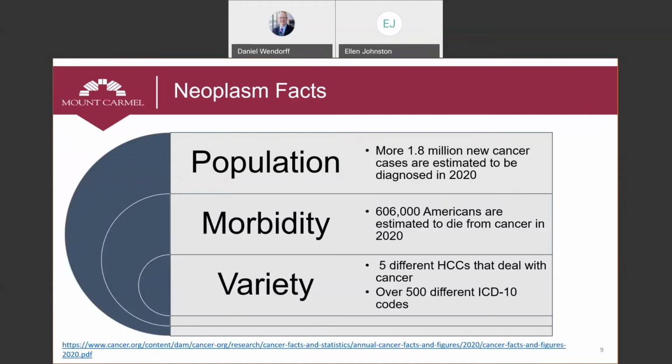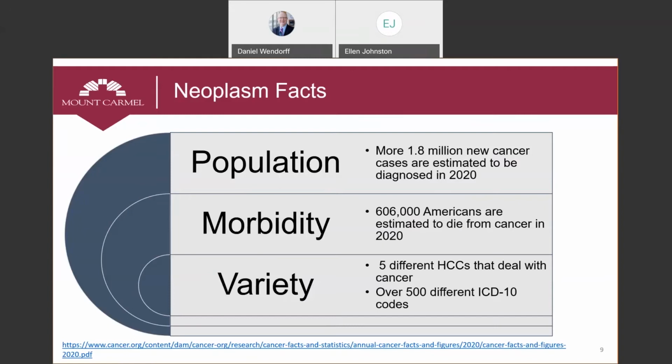As you know, neoplasms are a group of diseases characterized by uncontrolled growth and spread of abnormal cells. It is estimated that 1.8 million new cases will be diagnosed in 2020, and about 606,000 cancer deaths will occur. That totals out to 1,660 deaths per day. These totals do not include skin cancer, as these cases are not reported to the registry. There are over 500 ICD-10 codes and 5 different HCCs for neoplasms, which we will go into further today.